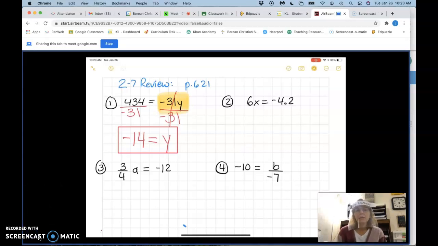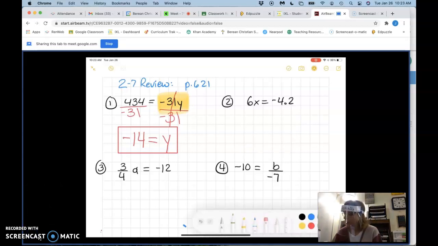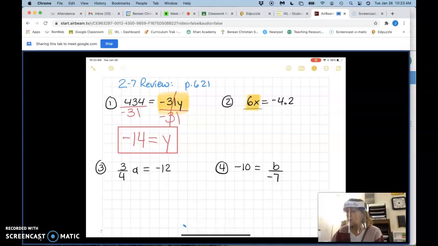Again, look at what's happening with the variable. X and 6 are right next to each other. That means what? Multiply, yes. So we're going to do the opposite. We're going to divide by whatever's next to X. And whatever I do to one side? Yes.